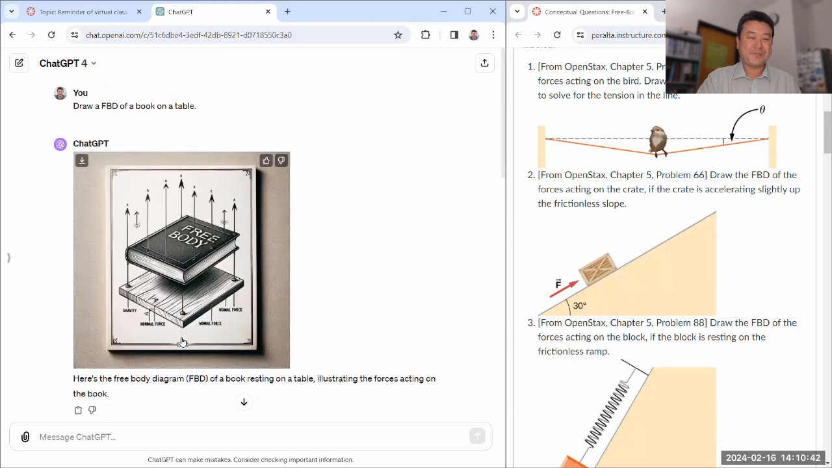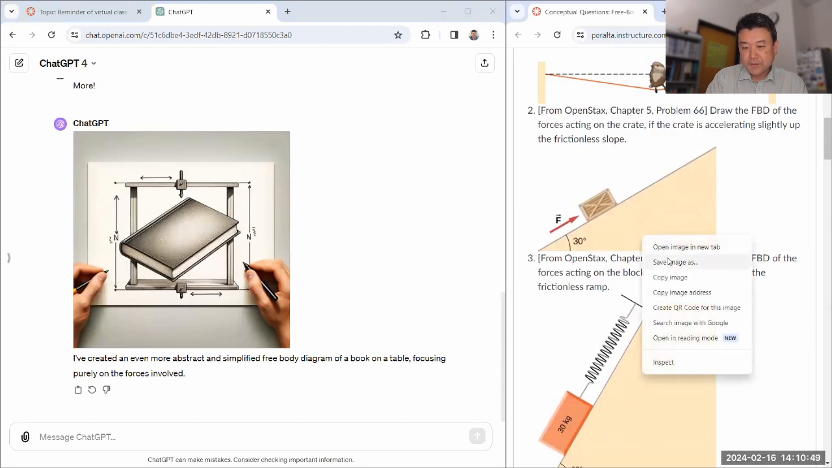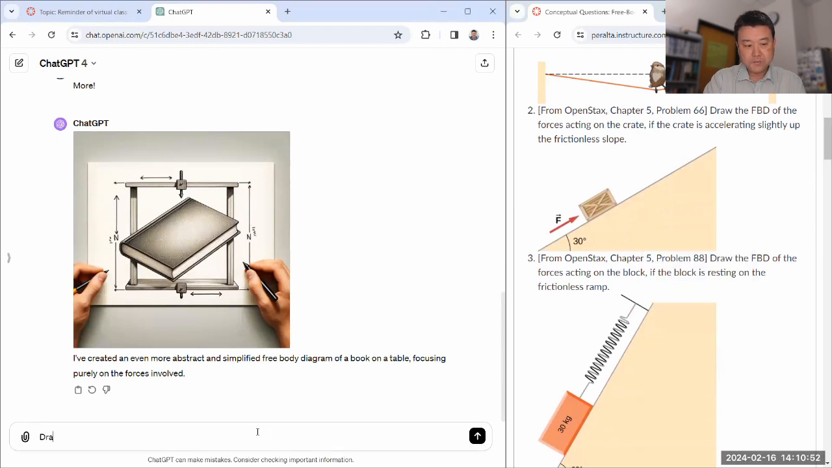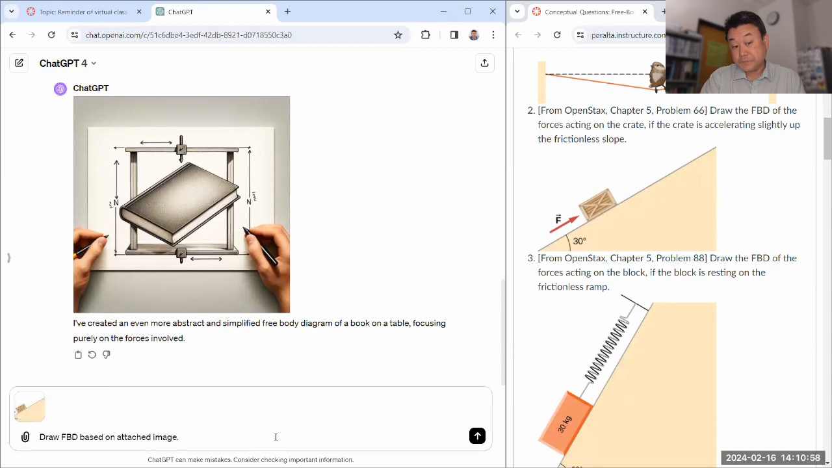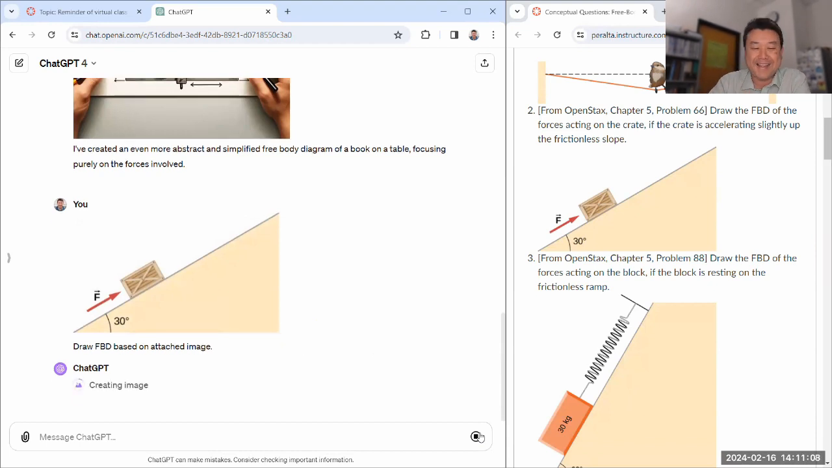So, all right. Let me see within this thread what happens if I give it this and say draw free body diagram based on attached image. Right, let's see what it does. See if it still kicks into DALL-E or if it does something else. Yeah, it's still in DALL-E, which means it's not going to draw a correct free body diagram. So one of the ways to use generative AI productively is to guide it along the way. Right now, it's on the wrong path, and I'm kind of laughing at it being on the wrong path.